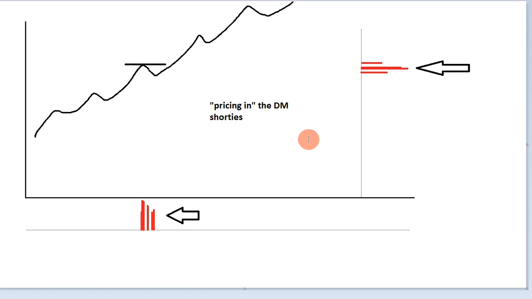These days we have the smart money going after the dumb money. Okay? That is the key to understand foreign exchange markets in 2025.